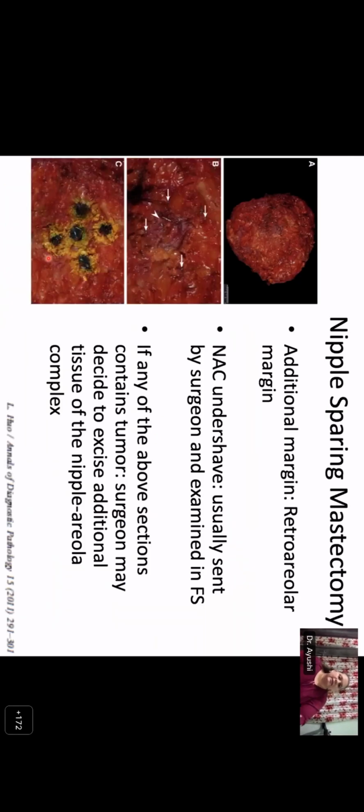Similarly, in a nipple sparing mastectomy, an additional margin that is there is the retroareolar margin, where the nipple areolar complex has been removed. Sometimes you can have an NAC undershave that is sampled separately by the surgeon while doing the surgery, from where they have cut the nipple, and this can be examined in the frozen section or in the routine processing. If we have received the nipple sparing mastectomy with a stitch mark, we can ink this area and take serial slicing from this area. If any of these sections is positive or contains tumor, the surgeon may decide to revise the surgery.